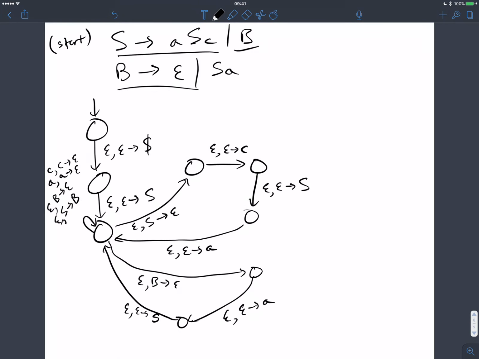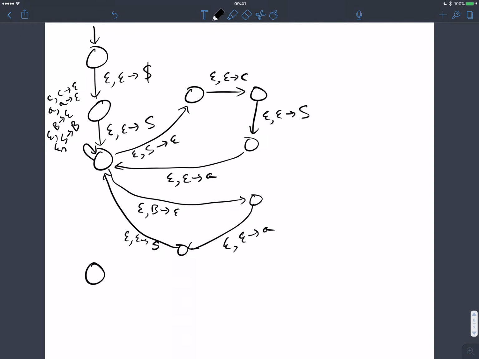Okay, that's good. But does this PDA as is accept anything? No, so what do we need to do? Add a final state. And how do I connect it up to the original machine? Pop off the special symbol. And it doesn't matter whether you push anything or not, but I keep my stack clean.